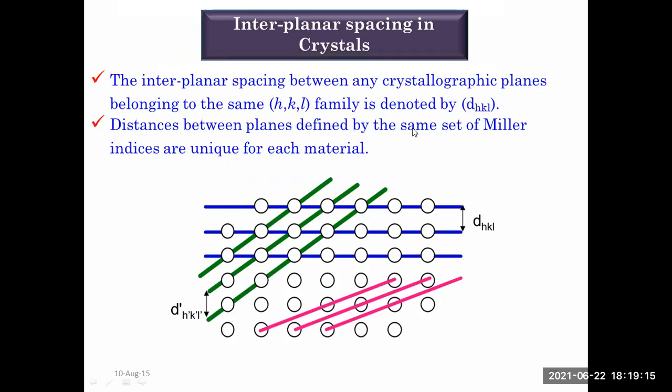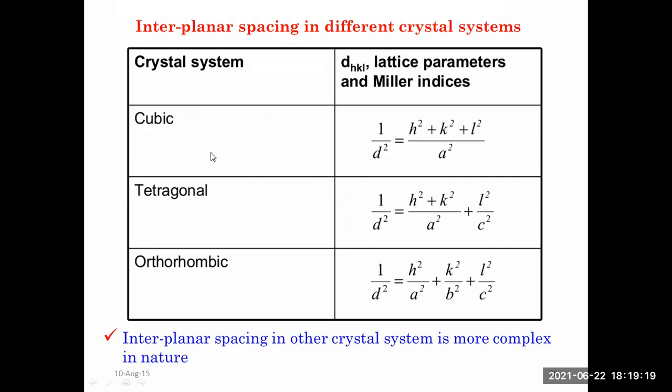The distance between the planes defines the same set of Miller indices, and it is the same with different crystal systems. For the cubic crystal system, the general formula of Miller indices is given by 1 by d square is equal to h square plus k square plus l square by a square. You can just see the video of how we determined the Miller indices of the cubic crystal.